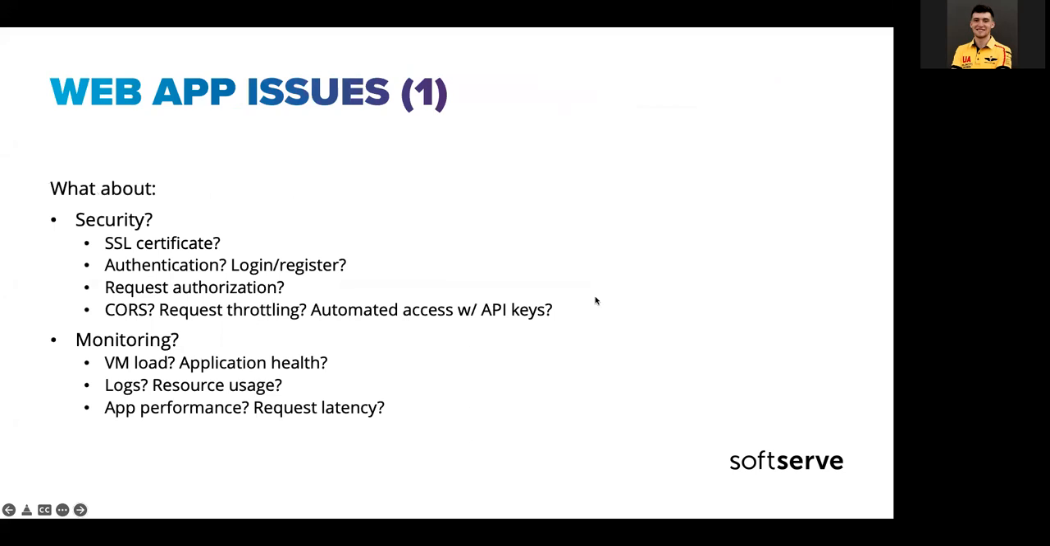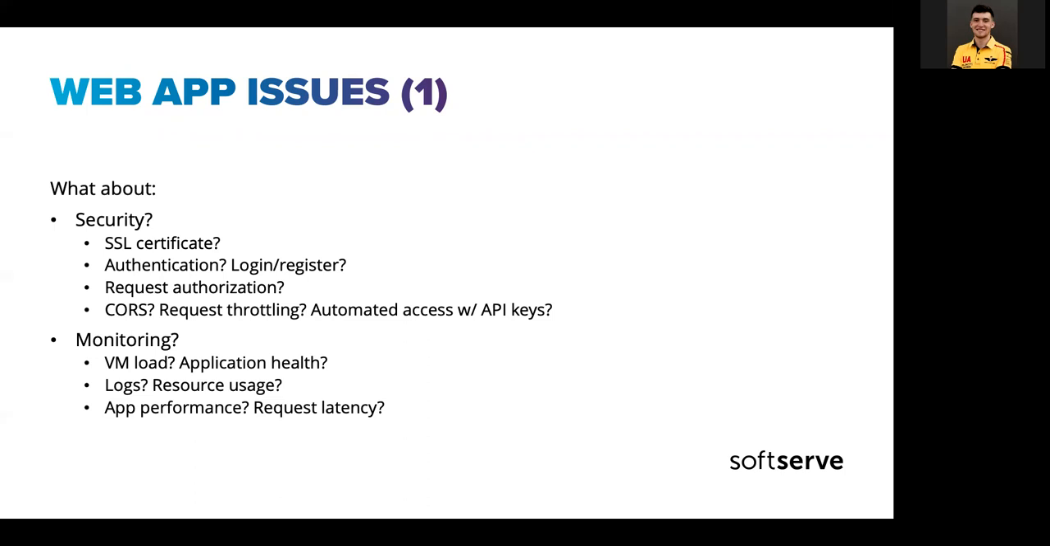So what about security? What about SSL certificate? How do we deploy it? Where do we get it from? Do we host it on the same machine as we host our application, or do we use some kind of a reverse proxy? How do we implement authentication, logging in, registering? Do we write it all ourselves? How do we authorize HTTP requests, like JWT or some other kinds of authorization?